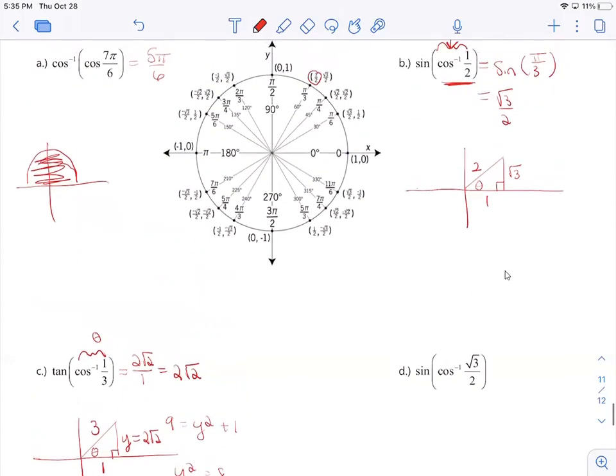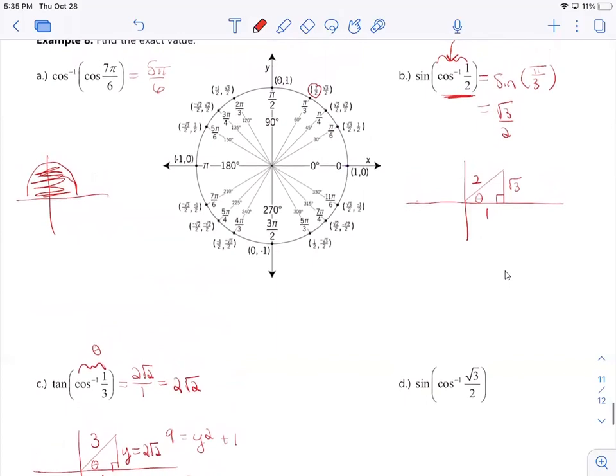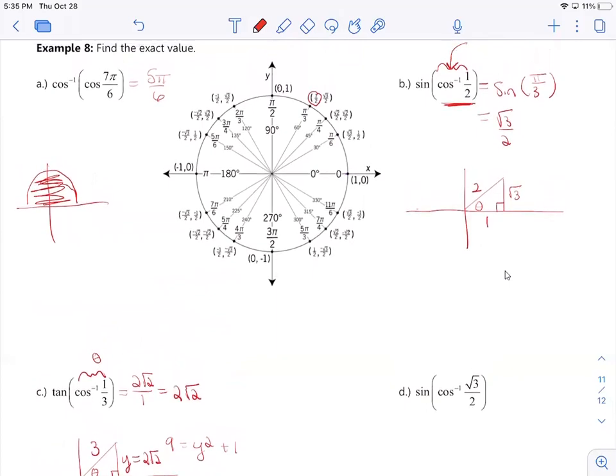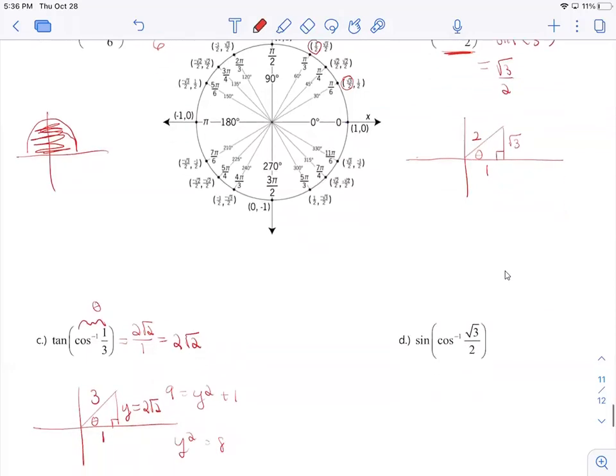So D, sine composed with inverse cosine of root 3 over 2. So I'm looking there. I can find inverse cosine of root 3 over 2, and that is right here. And that angle, so this one's easier because I can find the angle. Here I couldn't, but I just used theta as its placeholder. So sine of pi over 6. So I just evaluate what's inside those parentheses and then find sine of pi over 6, and that's 1/2. Again, you can use that right triangle business too.